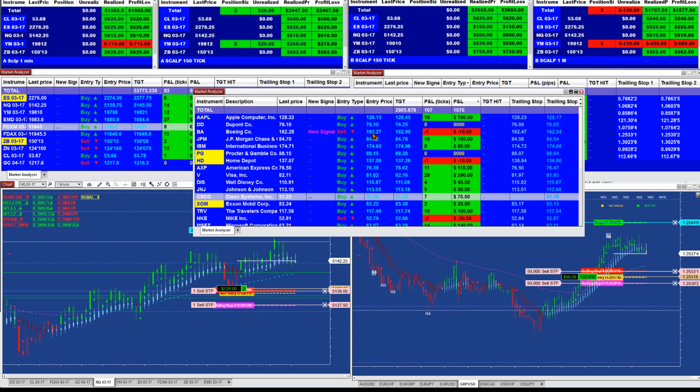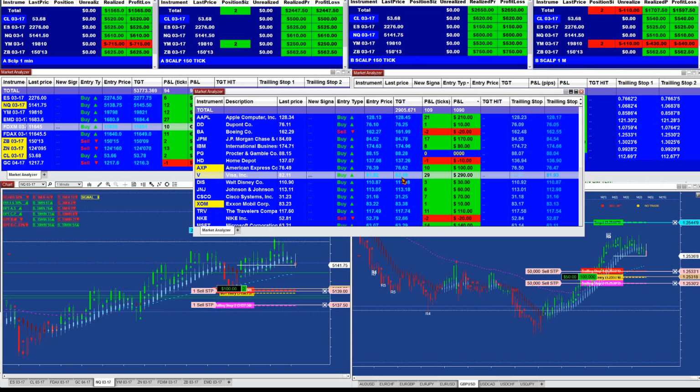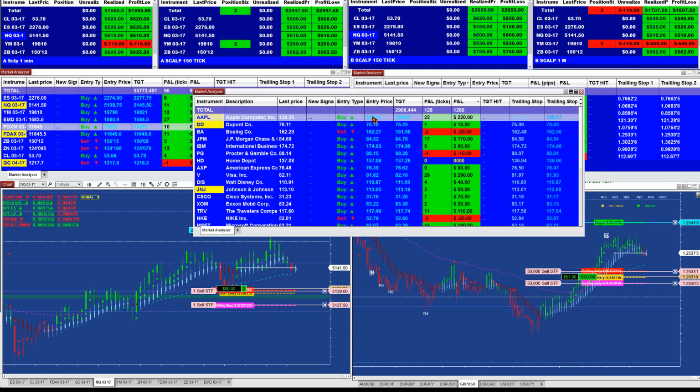We have a new short signal at 162.27, and the target, as you see from the market analyzer, is 61.99, and this is not bad at all, to get 27 ticks out of that one. Let's see what we have. Visa today, we had an entry at 81.82, target is 82.16, and that is really nice. IBM 174.63, target 174.96.